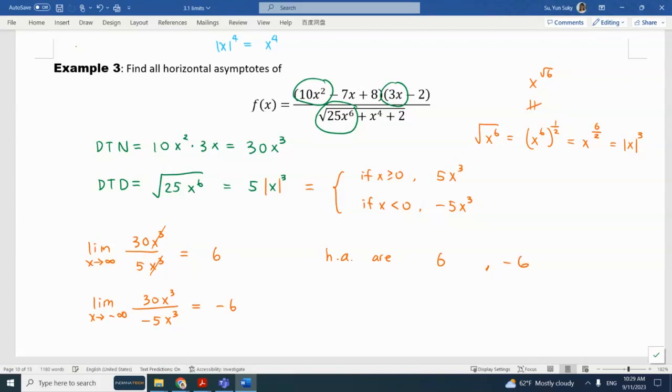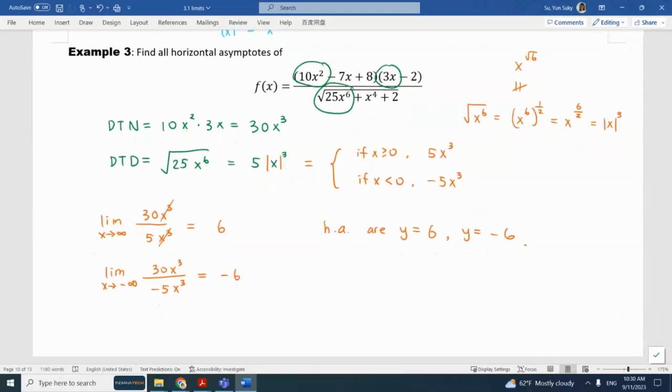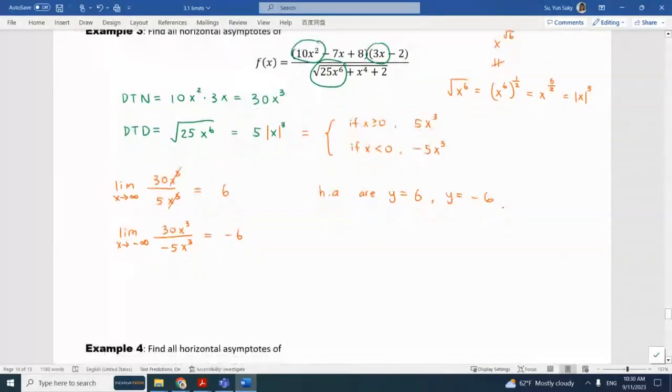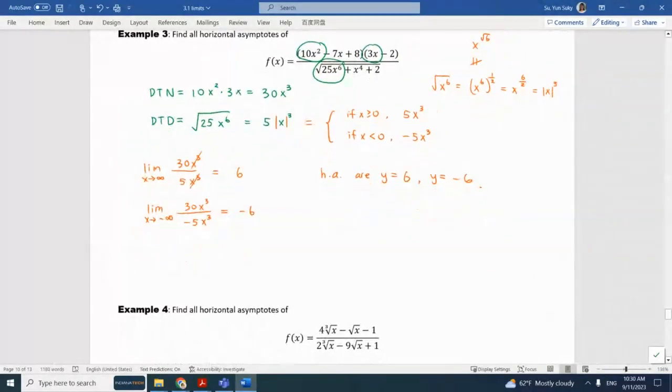No. Is it x equals or y equals? Horizontal line, y equals. So we get 2 horizontal asymptotes. So far, so good, everybody? Okay, now it's your turn to do example 4. Okay, everybody do example 4.